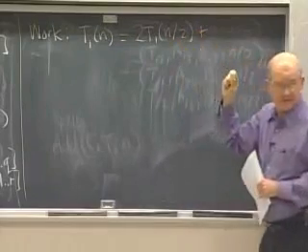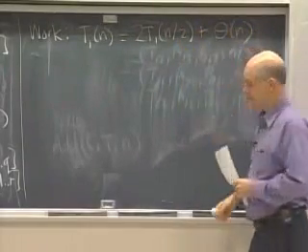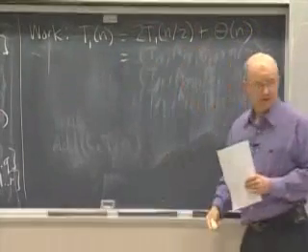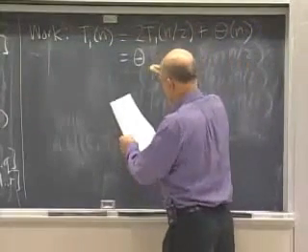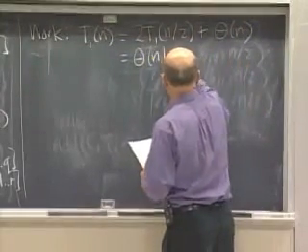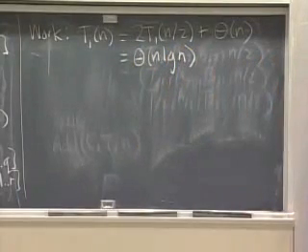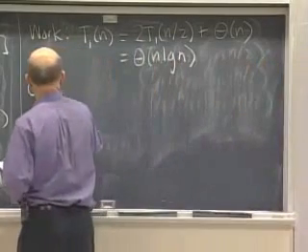2T1 of n over 2 plus order n. The merge is an order n time operation. And so that gives us a solution of n log n. Even if you didn't know the solution, you should know the answer. Which is the same as the serial code, not surprisingly. That's what we want.